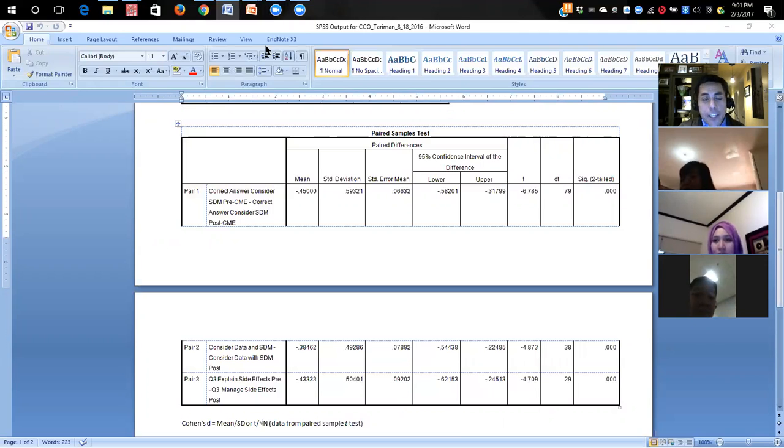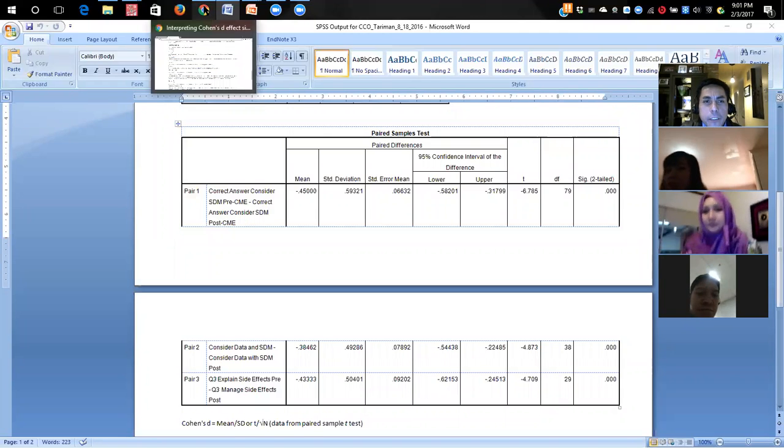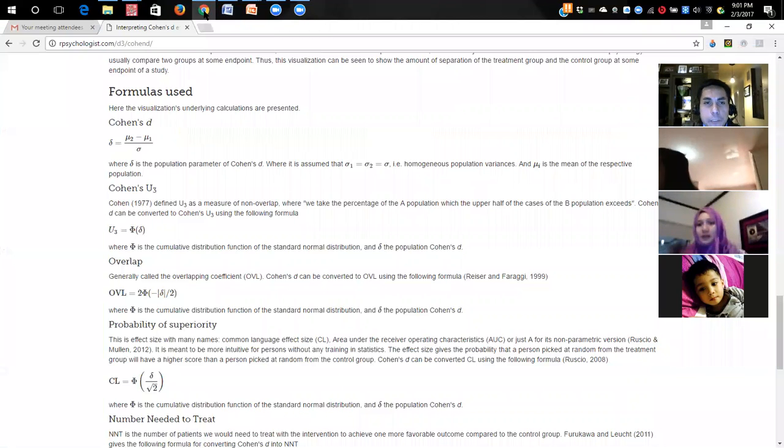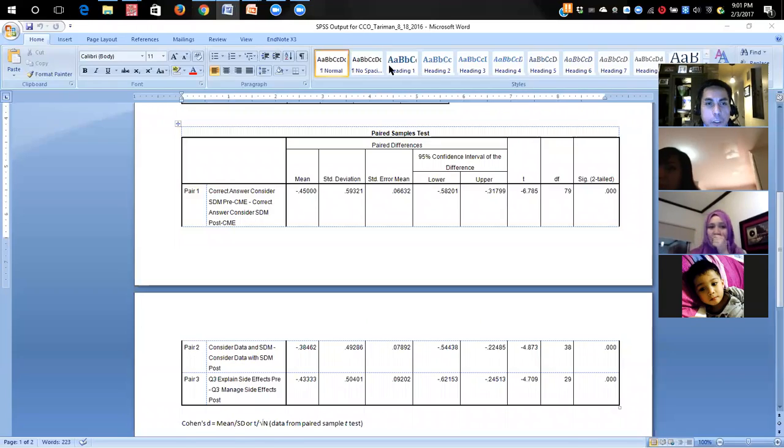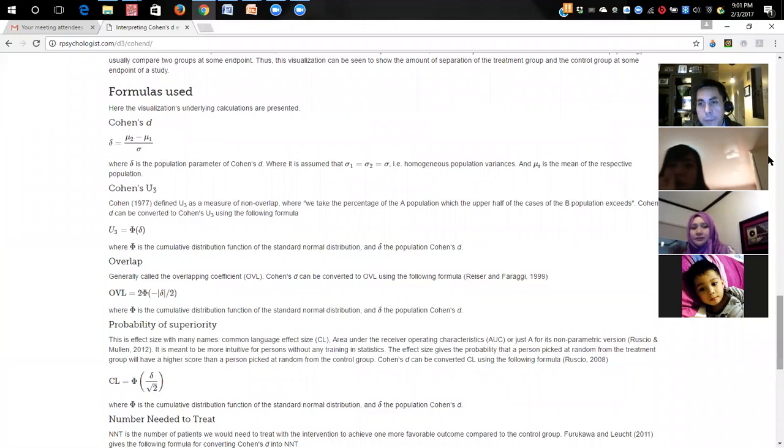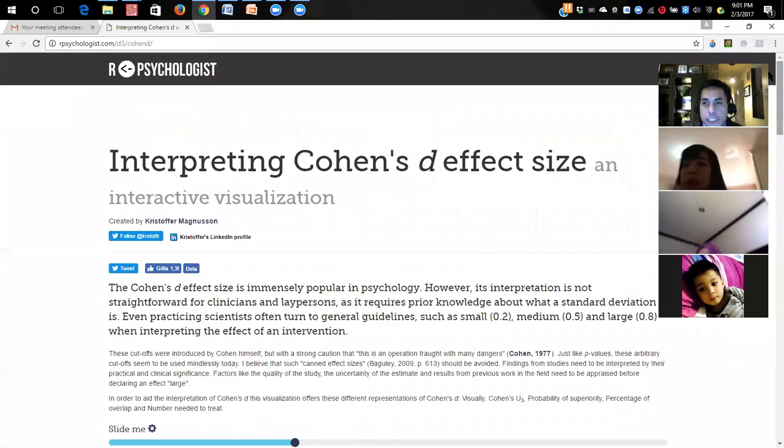All right, so let's start with Cohen's d. I created a website; that's my favorite website for Cohen's d. It's from the R Psychologist, it's quite interactive, and it's rpsychologist.com.